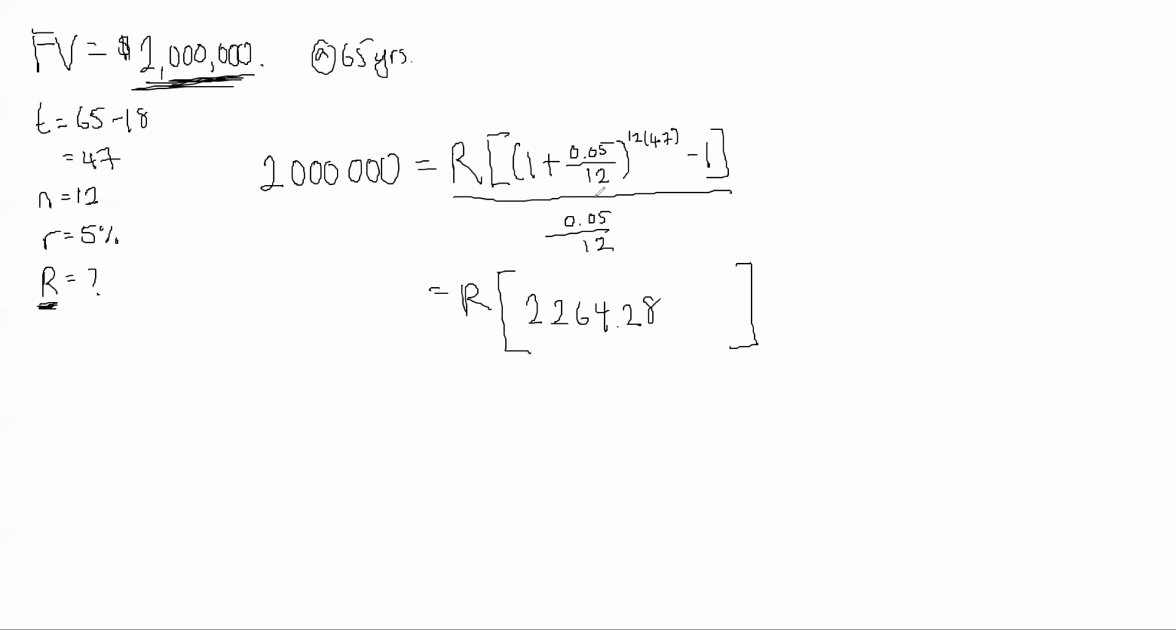Just in case, I'm going to do that one more time. 0.05 divided by 12, plus 1. This is to the power of 12 times 47. Subtract that by 1. Divide by 0.05 divided by 12. Okay, so that's 2 million divided by that. R is going to be 2 million divided by that number.